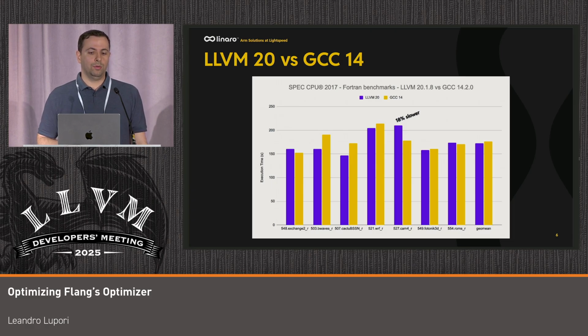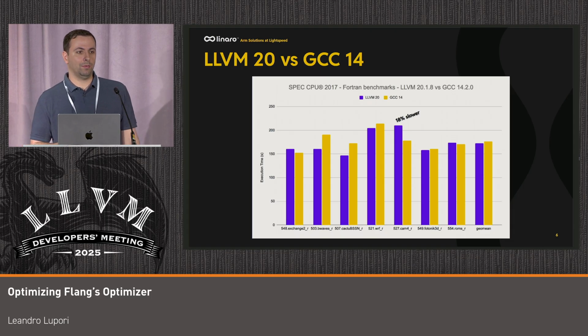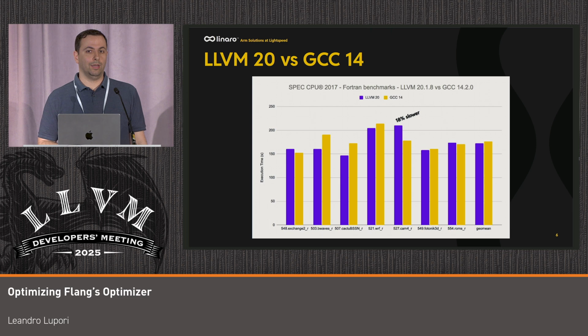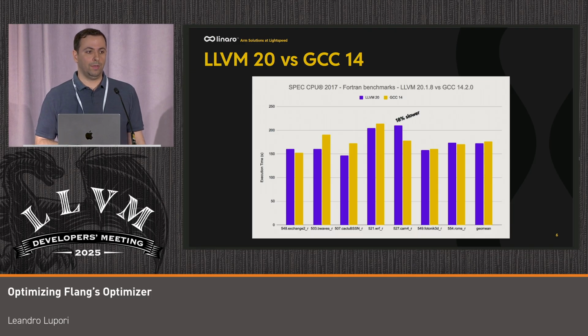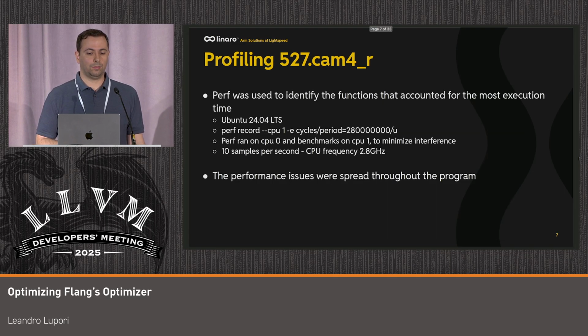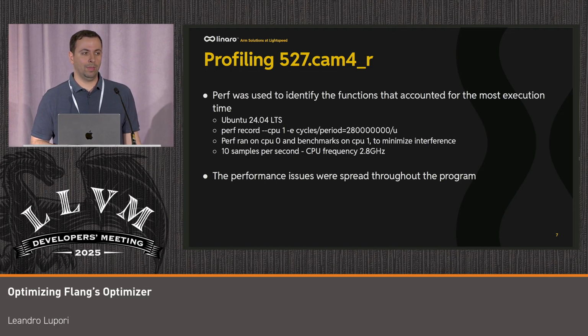So by April this year, the latest stable versions of LLVM and GCC were versions 20 and 14. And so in this chart, we have a performance comparison between these two. And we can see that in most benchmarks, Flang performs equal to or better than GFortran with GCC. But in the case of cam4, it's 18% slower. So cam4 is a good candidate for optimization.